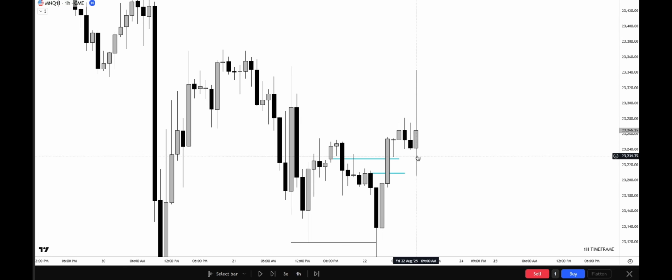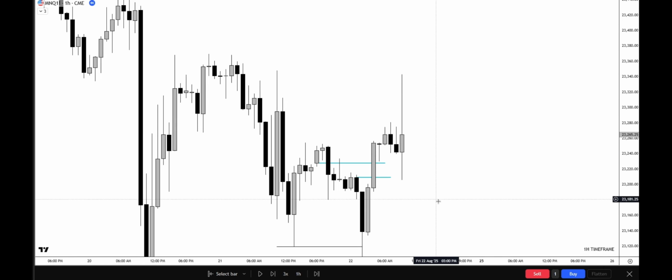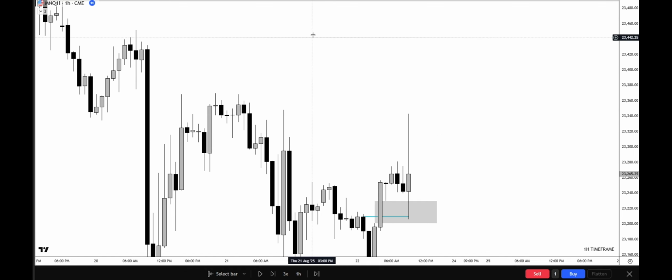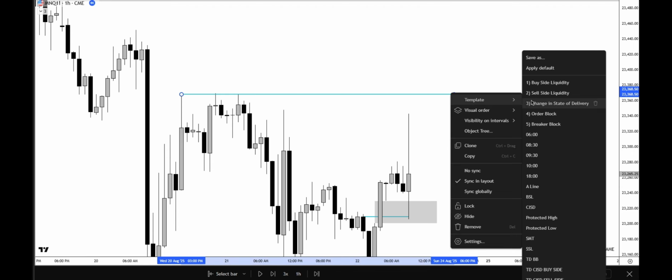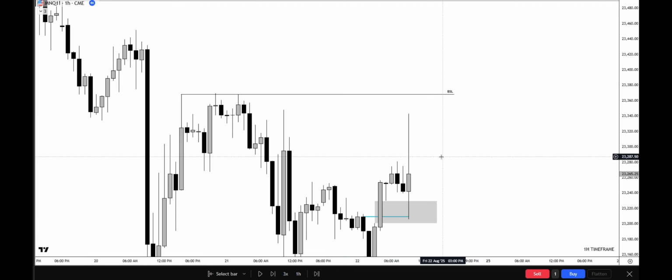Okay, we opened up. What we did is we filled this fair value gap. We went towards this change in state of delivery plus this breaker block, which was at 1 hour. What can I expect next is to take an entry. I do have equal highs resting above. I can anticipate price to go towards these equal highs.